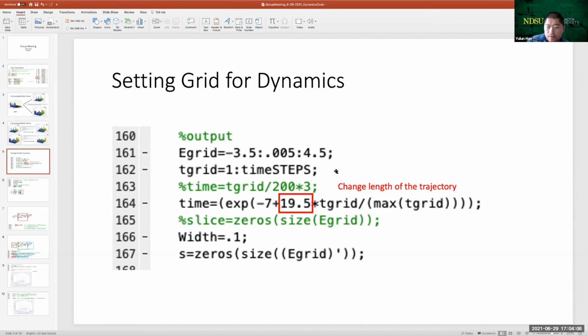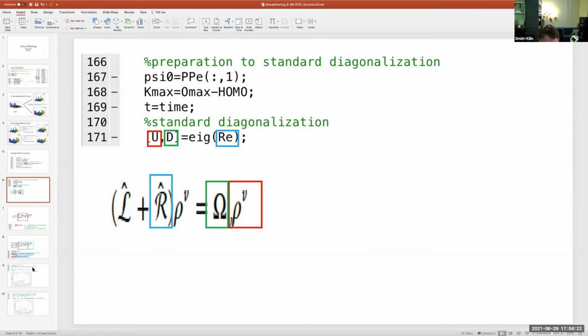I guess my question is why only the real part of the diagonal element is kept and you ignore the imaginary part? Slide 9, I think.